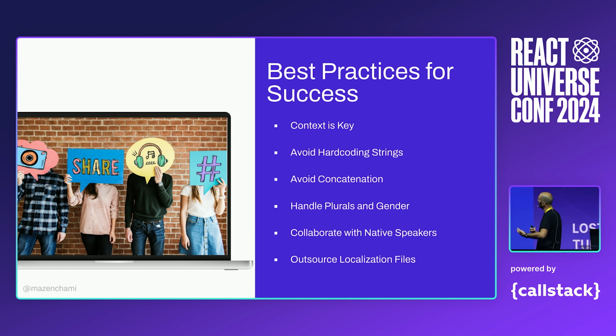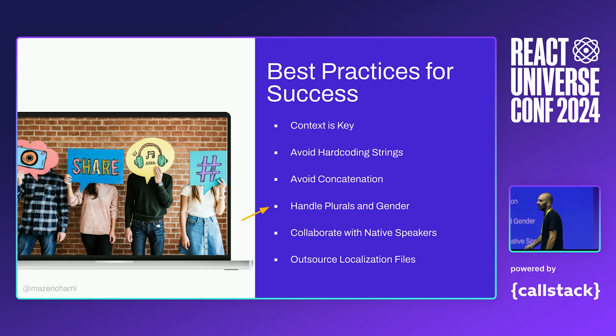The best practices to give you success within this sphere: context is key. Translations might change the entire context of your app, right? You don't want to be lost in translation. Avoid hard coding your strings. Use your translation files to drive the text on the screen. Avoid concatenation. Not every language uses the same order within the words. Arabic does that. Ask Yoda, he never uses the same order.